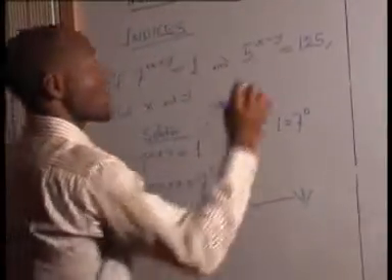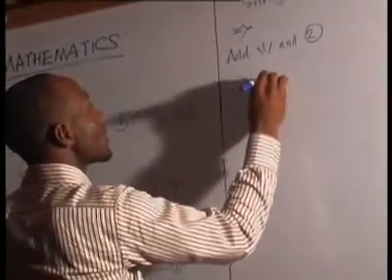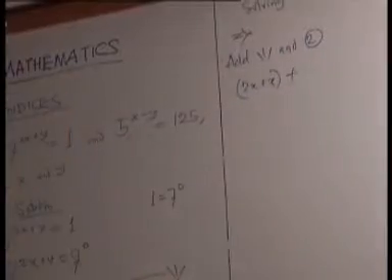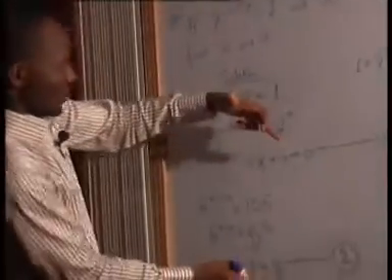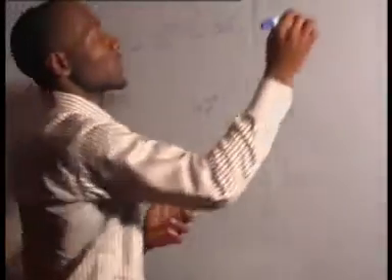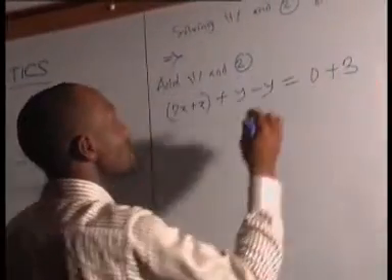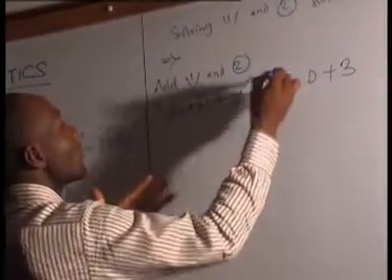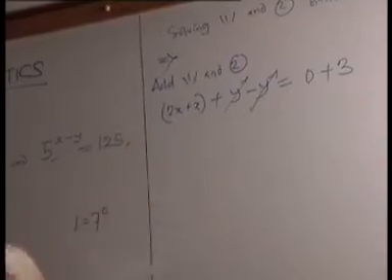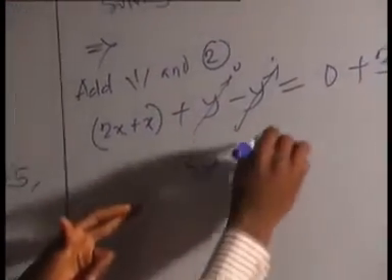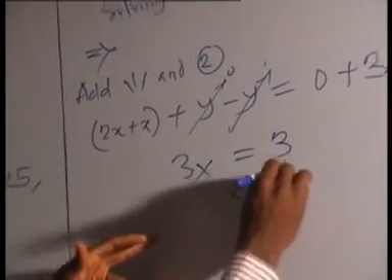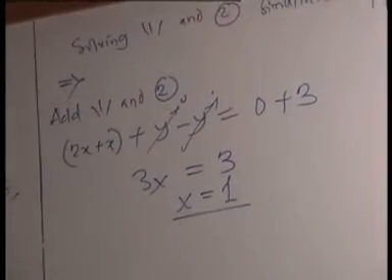So 2x plus x plus y minus y equals 0 plus 3. This one will take care of this one. Y minus y is 0. So you'll be left with 2x plus x, which is 3x. So 3x is 0 plus 3, which is 3. So x is 1. That's the first one.